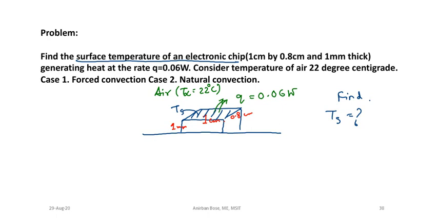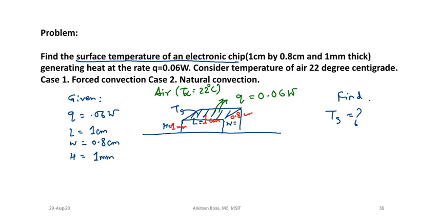And what are the things that are given? Given things, you always try to identify the heat flux Q, 0.06 watt, and the dimensions. If you consider this dimension to be L, this dimension to be width W, and this dimension to be the thickness or the height H, then L, W and H are given: 1 centimeter, 0.8 centimeter and 1 millimeter.